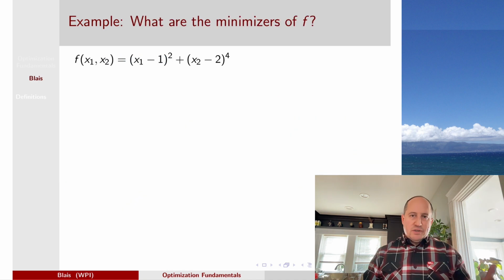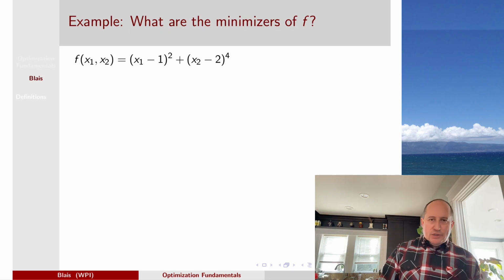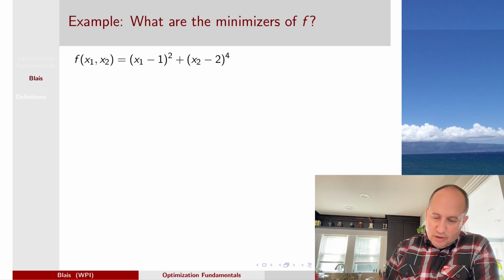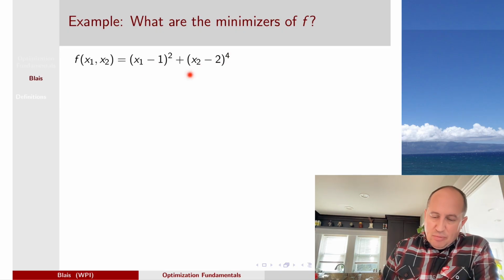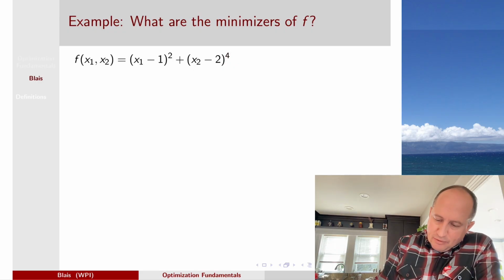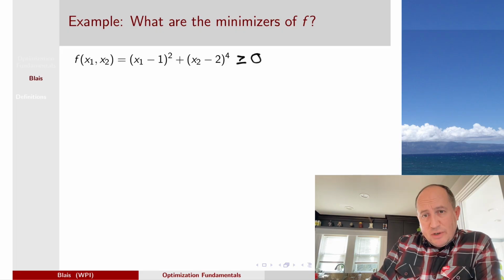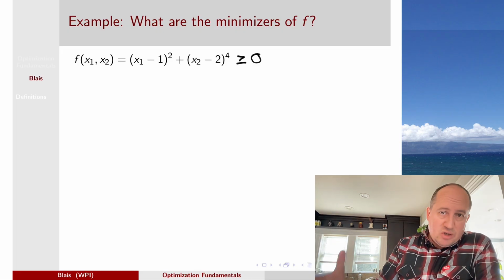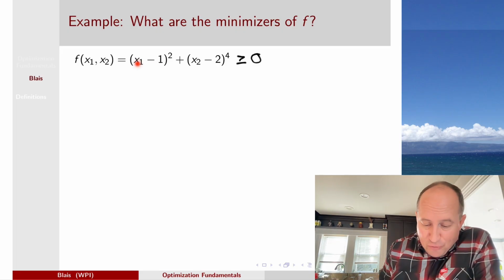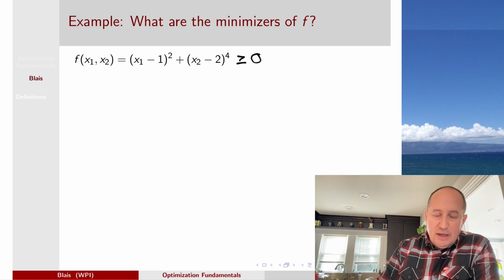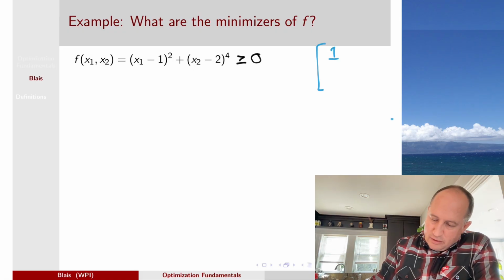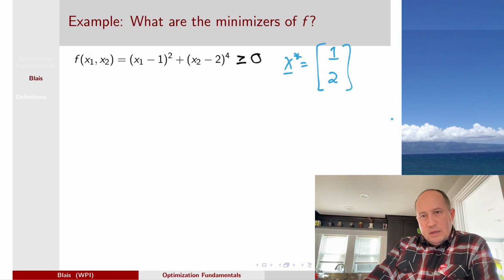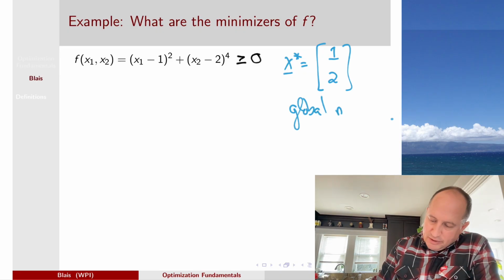How about if we go to a function of two variables? Well, using the same kind of logic here, if we have f of x1, x2 is x1 minus 1 quantity squared plus x2 minus 2 quantity to the fourth, well, these are both even powers. And so we know that, like before, the output of this function is always greater than or equal to 0. So we know its global minimum will happen to be 0 if we can get both of these two terms to be 0. And we know that that's going to happen at the point 1, 2. And so that would be our global minimizer in this case.